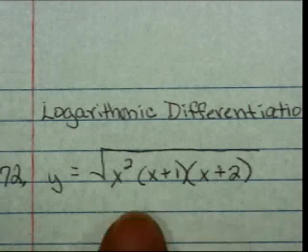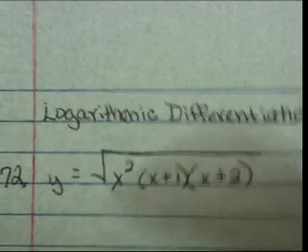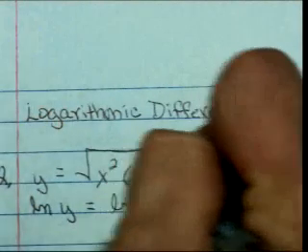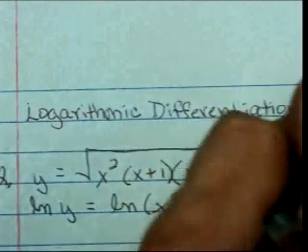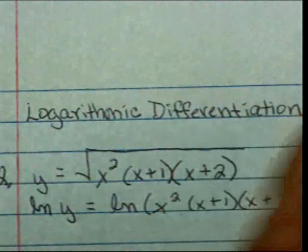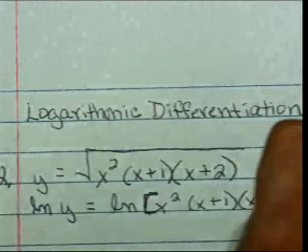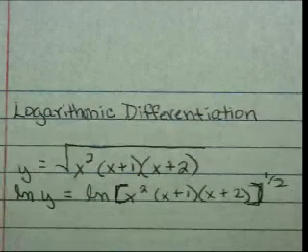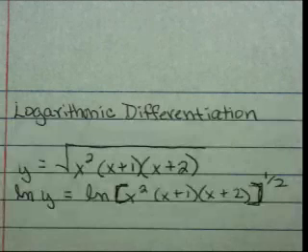Now, let me go ahead and do that. Take the log of both sides, because that's a legal thing to do. And on the right-hand side, I'm going to write that as x squared times (x plus 1) times (x plus 2) to the 1/2. I just rewrote the radical as an exponent. But that is certainly a legal thing to do.